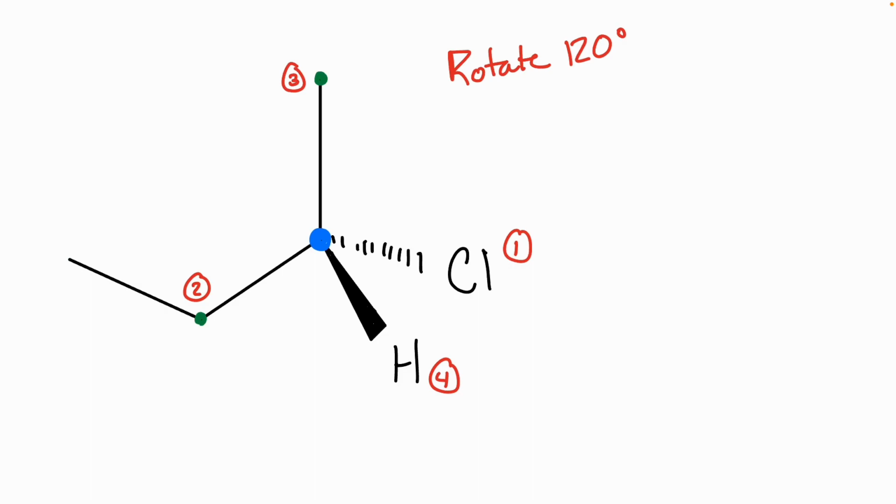It really doesn't matter which one you choose. You could have done this multiple ways. I'm going to keep this one still, my ethyl group, because it's big and I don't want to have to redraw it. And I'm going to rotate my other 3 groups. My hydrogen will move to where my chlorine is. That means my chlorine is going to move to where my methyl group is, and that methyl group will move to where the hydrogen is.